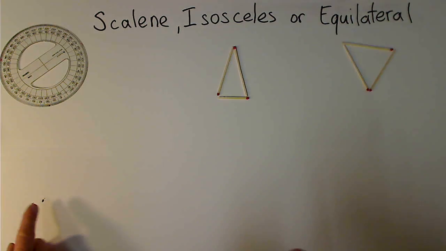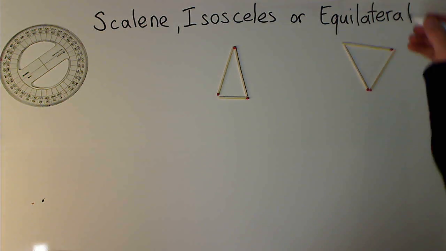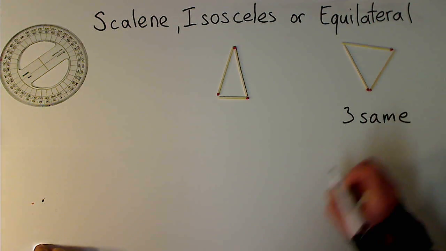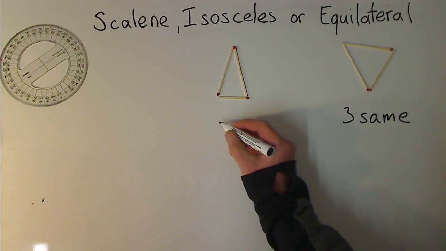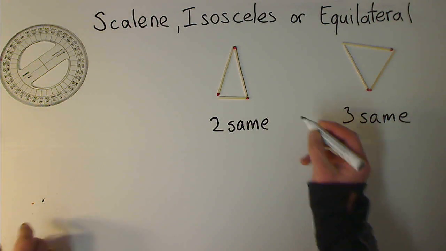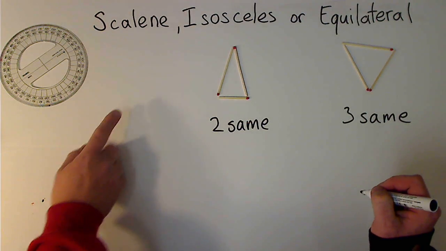So we've got 2 the same, one that's different. An equilateral has 3 that are the same. An isosceles has 2 the same.